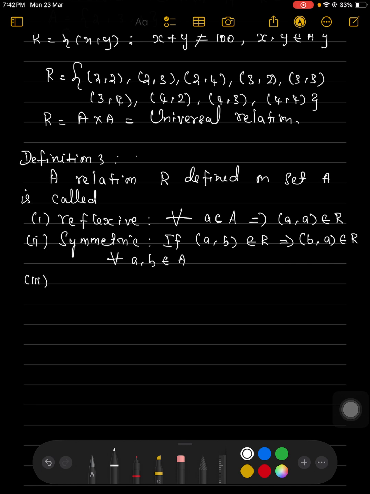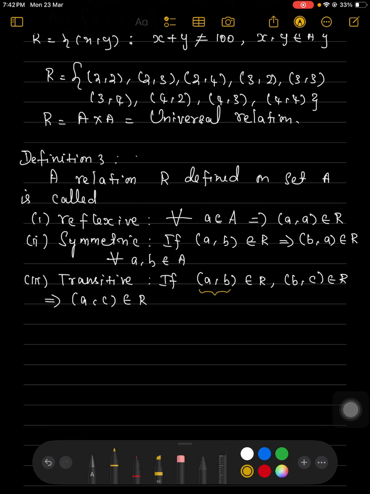Next, the third subdivision is the transitive relation. When do we say a relation is transitive? If there are pairs (a, b) in the relation followed by (b, c) in the relation, then you look for (a, c) also in the relation. Something you have to look at here: the first one is (a, b), the second one is (b, c). Is there any connection? Here the output is b, here the input is b. So remember to take such pairs only.